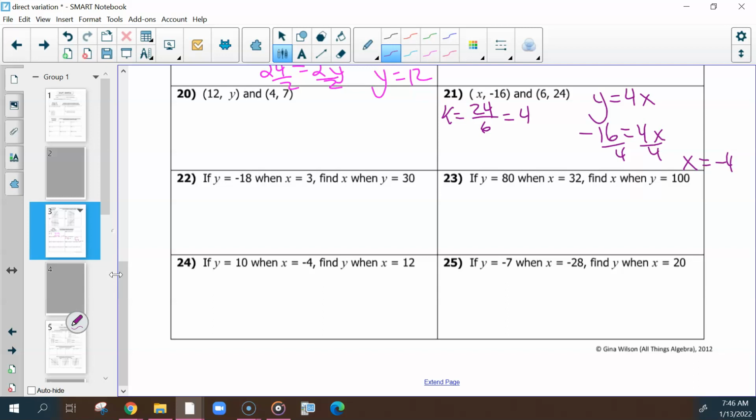For 22, instead of it being in ordered pairs, now it's written out in words, but you're still doing the same thing. So one we'll do by proportion, and the other we'll do using this method. You have to remember that your k equals y over x, so I'm just going to write that off to the side. So to set up this proportion, I could say negative 18 over 3 equals 30 over x.